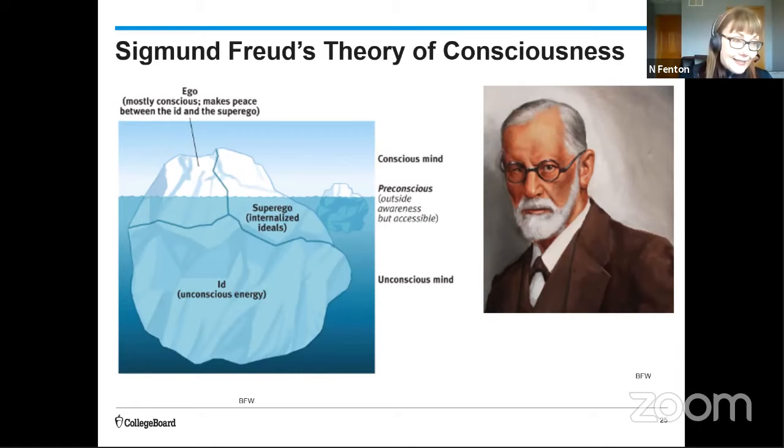Freud also had a personality theory. It had 3 parts, and you can see that superimposed on this image. You can see the id, which is essentially entirely unconscious, the superego, which is between the conscious and the preconscious mind, and the same for the ego.